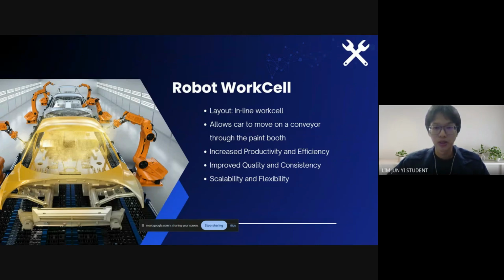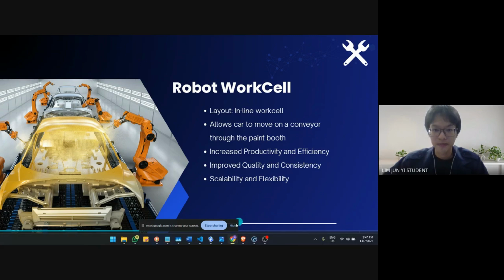Okay, so for the robot work cell, we choose an inline robot work cell because it allows the car to move on the conveyor through the paint booth. Also, it offers precision and consistency. As you know, they can apply the paint with consistent thickness, evenness, and spray pattern. It also increases productivity and efficiency, and improves quality and consistency. Next.